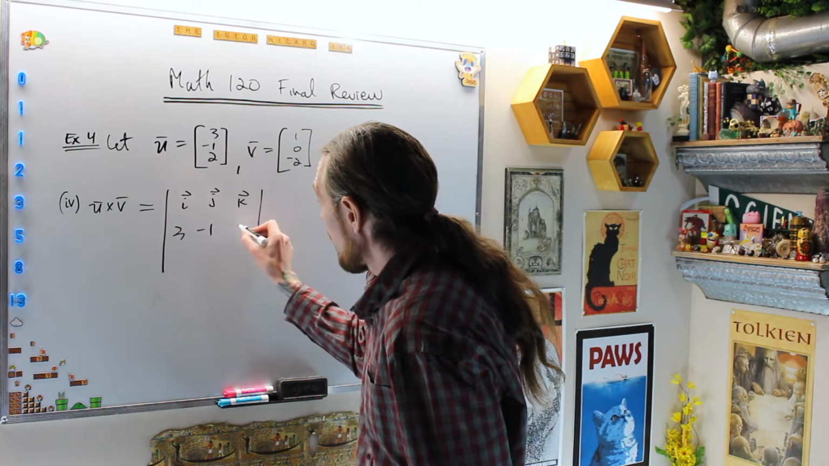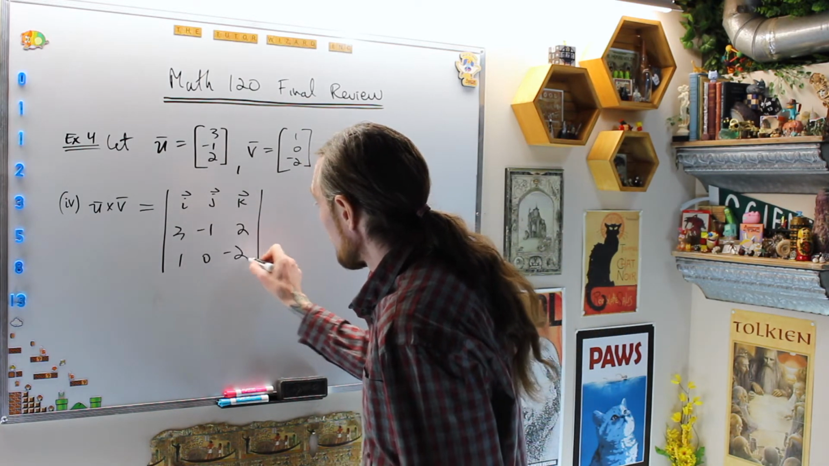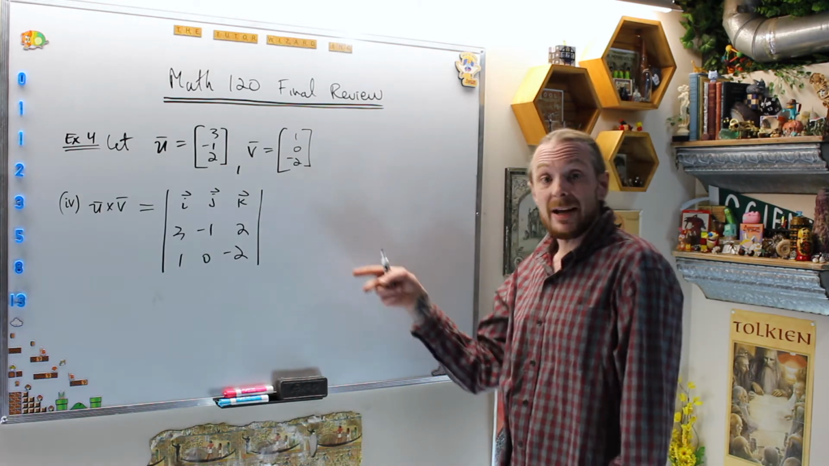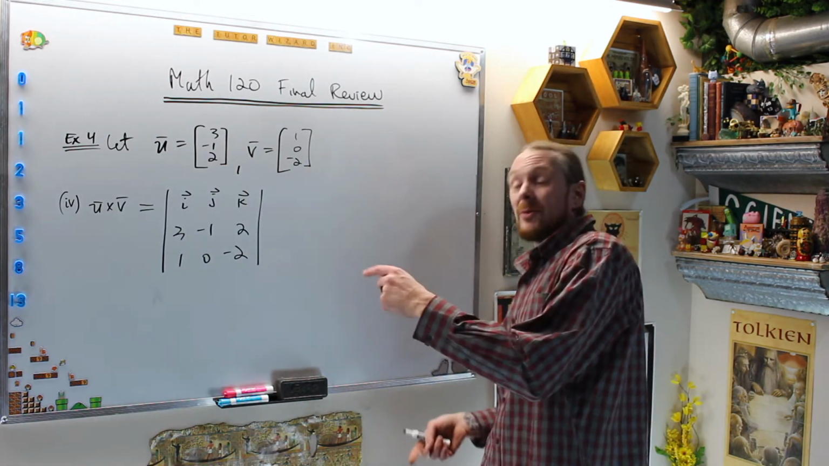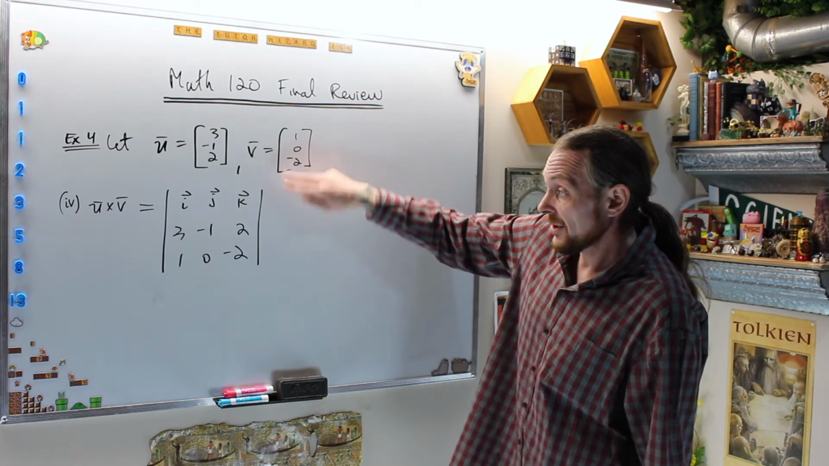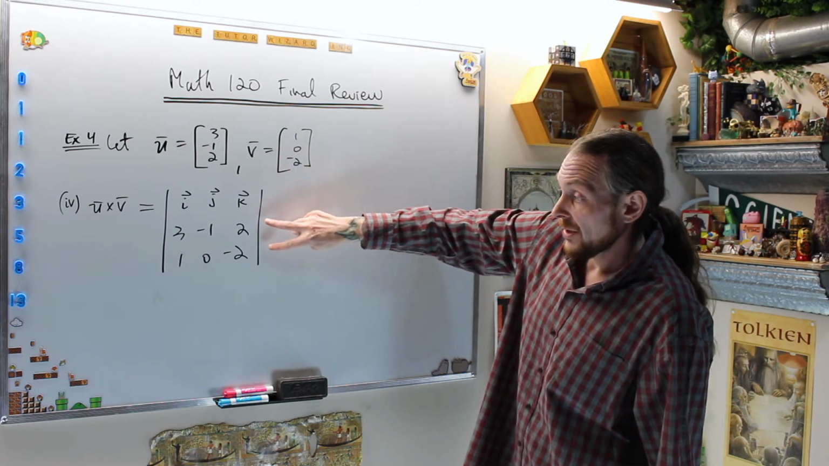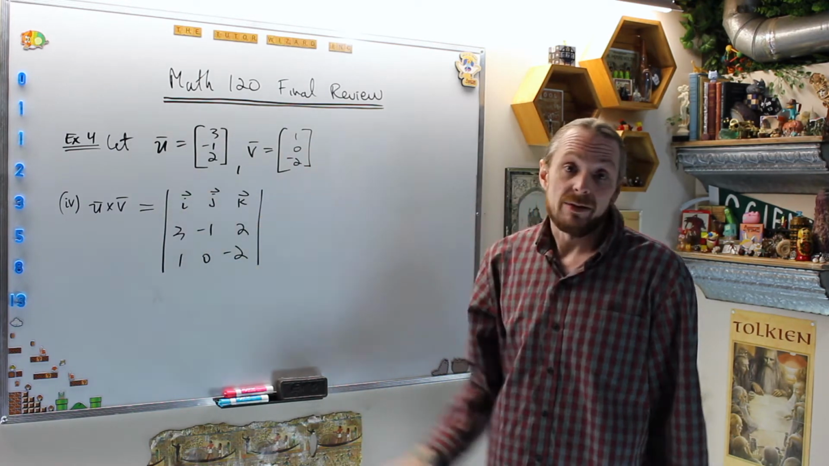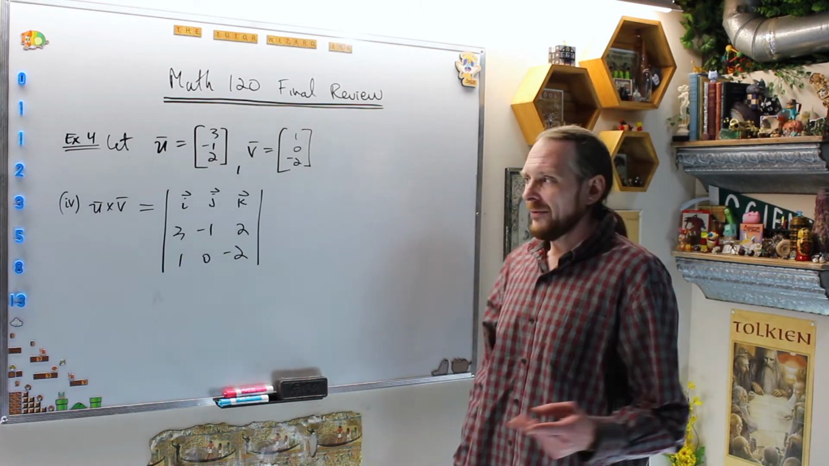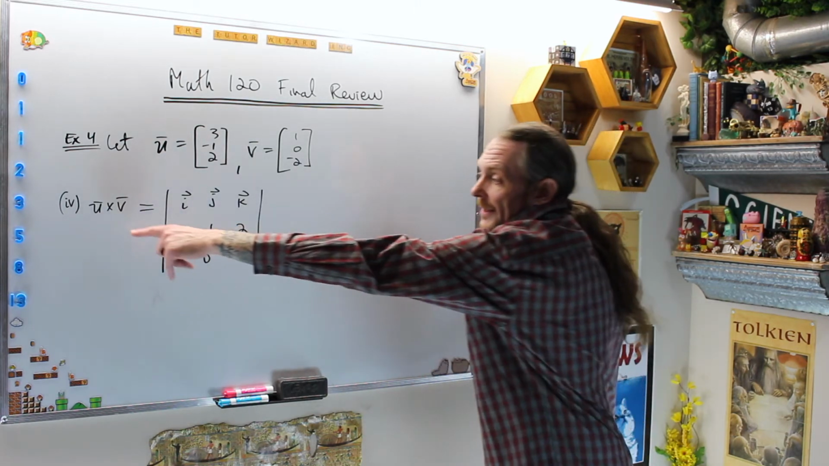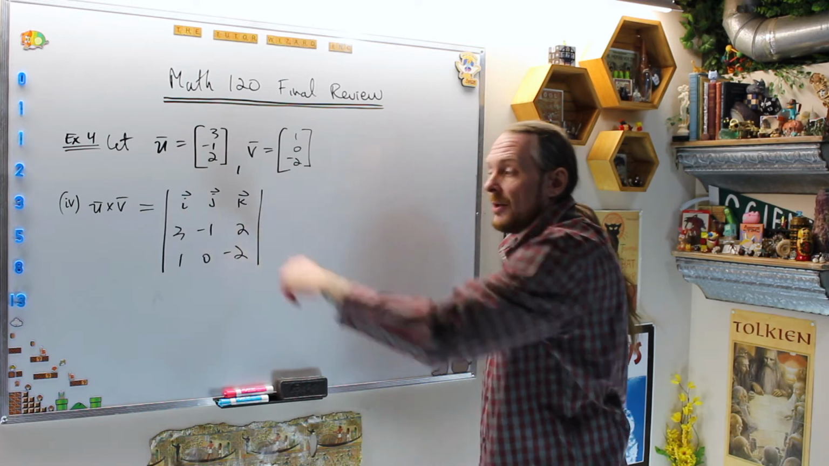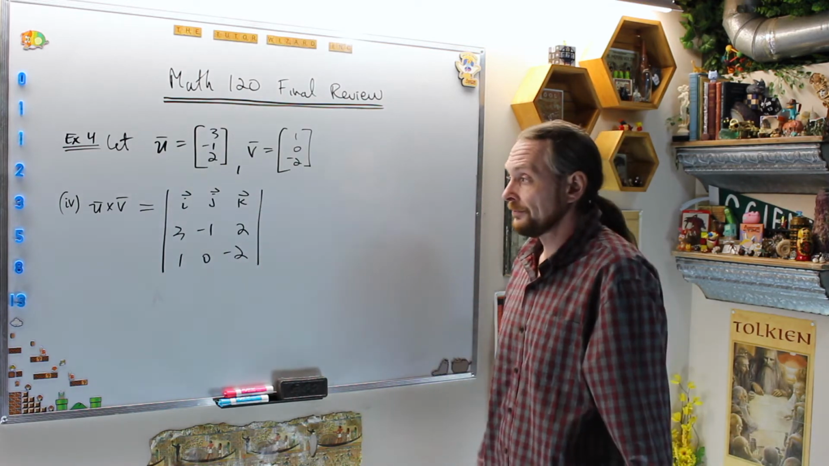Row 2 is (3, -1, 2) and row 3 is (1, 0, -2). If you put them in backwards, you'll get v cross u, which is negative u cross v, because in determinant rules, anytime I interchange 2 rows or columns, I get a negative on the outside. So you'll still get an orthogonal vector, but technically it has to be u in row 2 and v in row 3 to get u cross v.